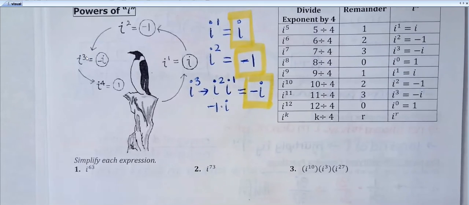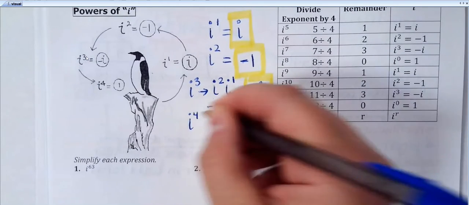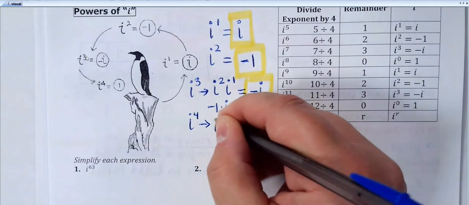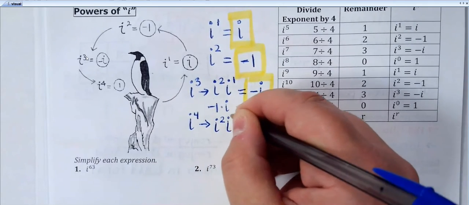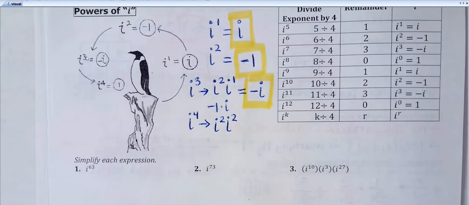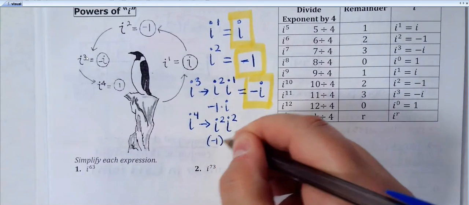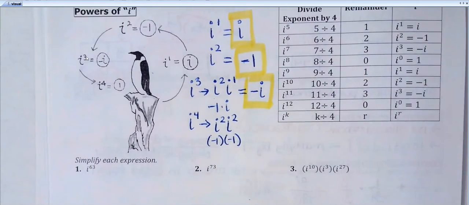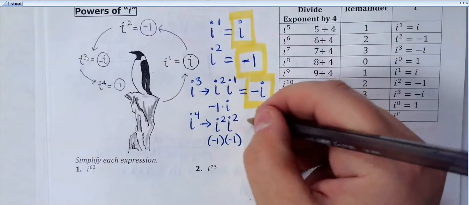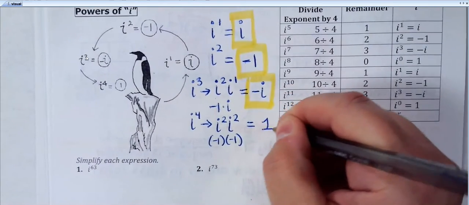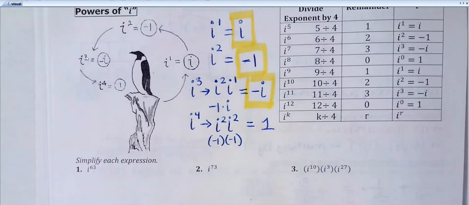And then the last option, i to the fourth, this is the same as i squared times i squared. 2 plus 2 would add back up to the 4, but we know i squared is equal to negative 1. Negative 1 times negative 1 will result in a real number, which is actually now positive 1.